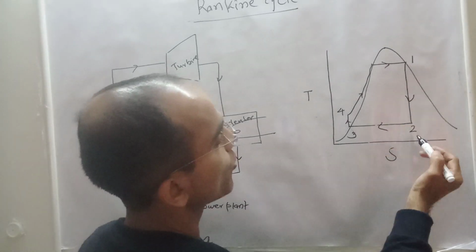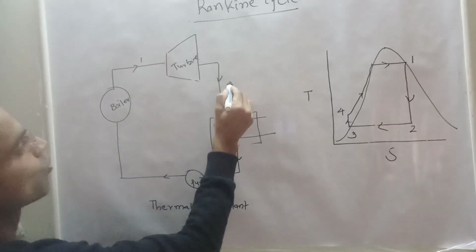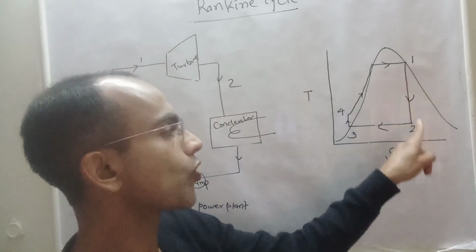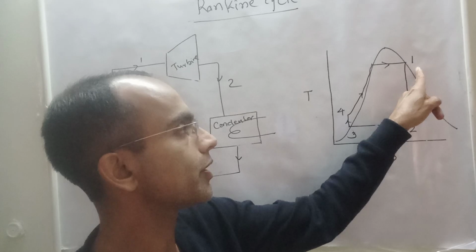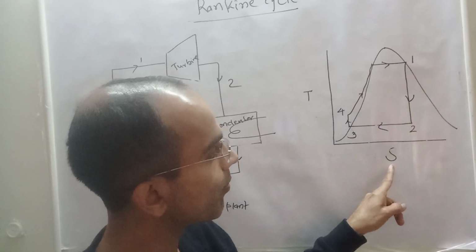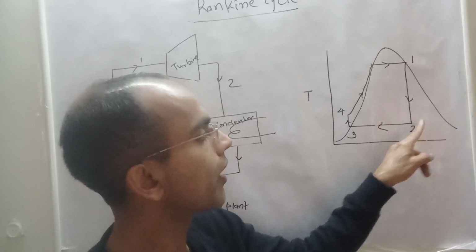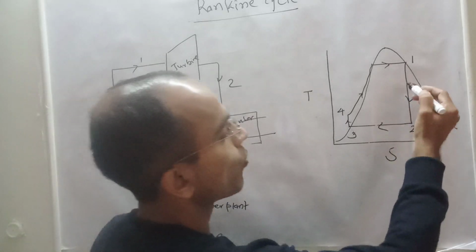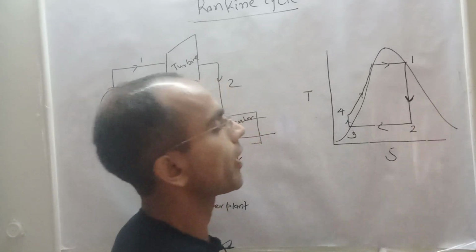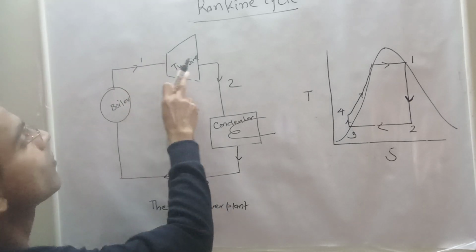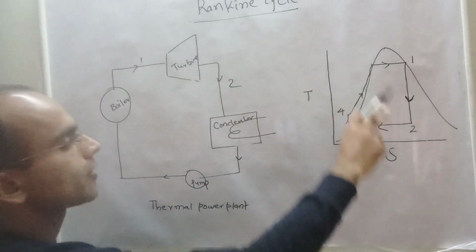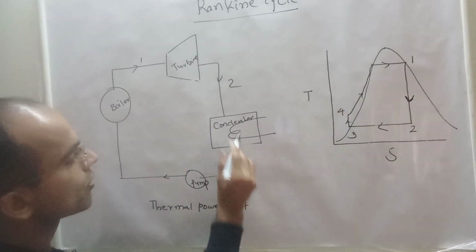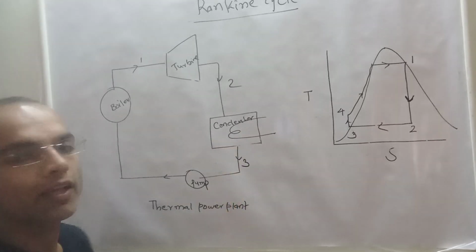So this process 1 to 2 happens over here, in the turbine. In the turbine, isentropic expansion takes place, which is represented by 1 to 2. Since it is isentropic, it is a straight line up to 2. Point 2 is the exit point of the turbine, 1 is the inlet point of the turbine. So 1 to 2 is the isentropic expansion process, meaning steam will be expanded in the turbine isentropically, where entropy remains constant. Then 2 to 3 is the process that happens in the condenser.